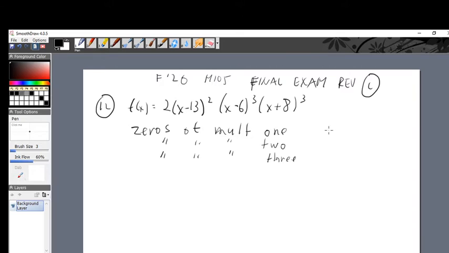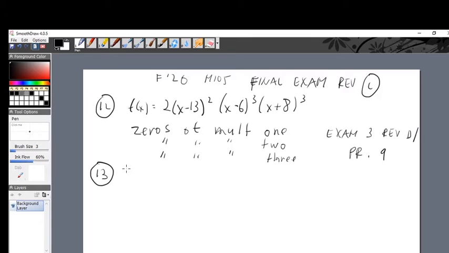Where can you find this? You can find this on Exam 3, Review D, problem number 9. This came from Exam 3. We've had it recently.